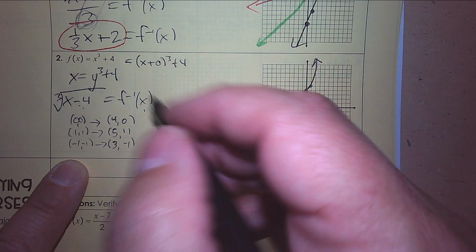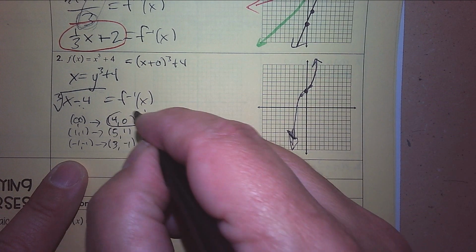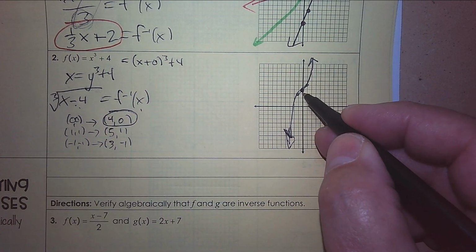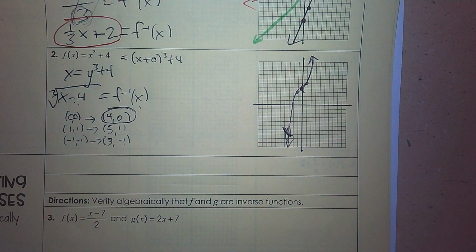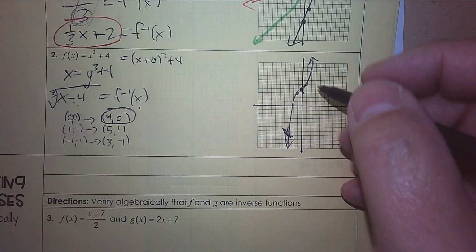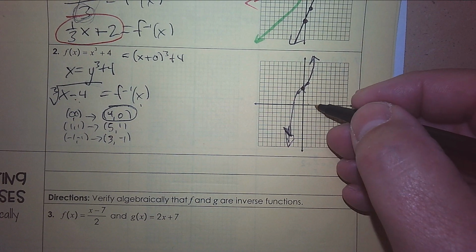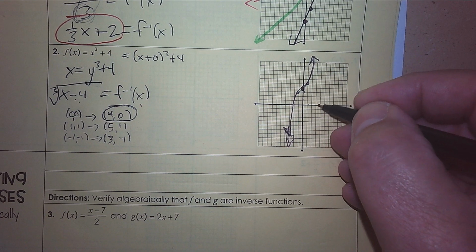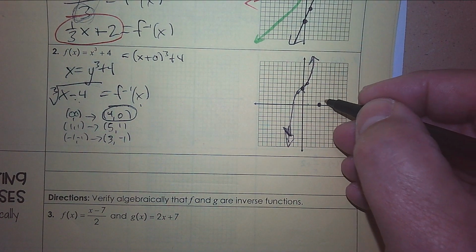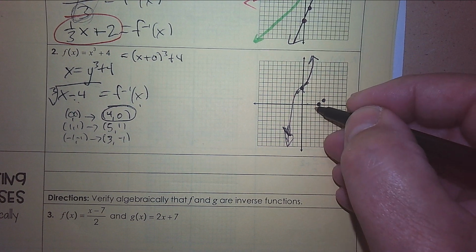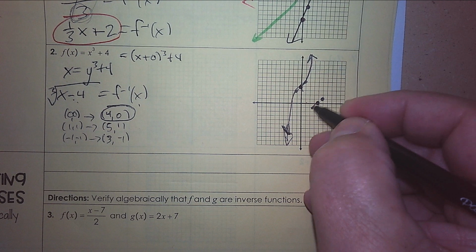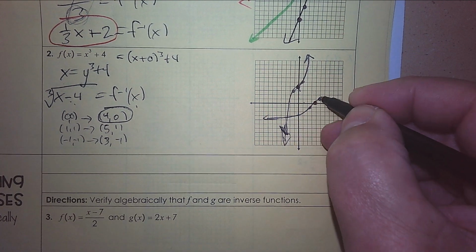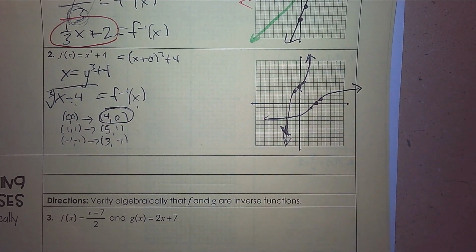By the way, what do you notice already? 4, 0. What was the first point we started with on the cube? 0, 4, right? They're inverses, right? So 4, 0. 5, 1. And 3, -1. What does this picture look like when it's a cube root? Doesn't that look fun?